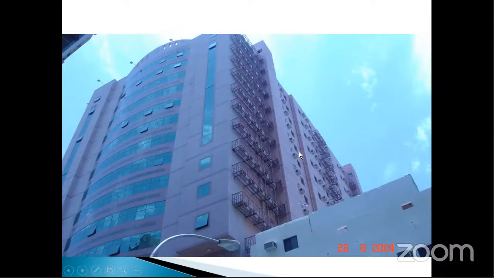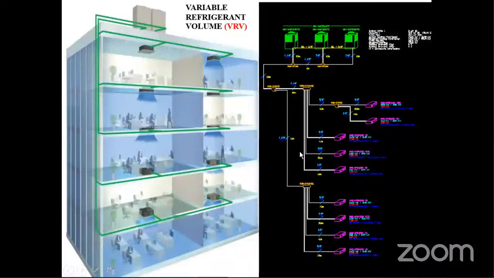This problem can be overcome when we use a VRF system. Variable refrigerant flow, or variable refrigerant volume, is a system wherein we have one outdoor unit with multiple indoor units. So you don't have the problem of having so many outdoor units. Again, this is a DX system.